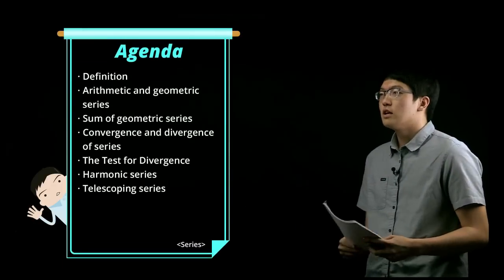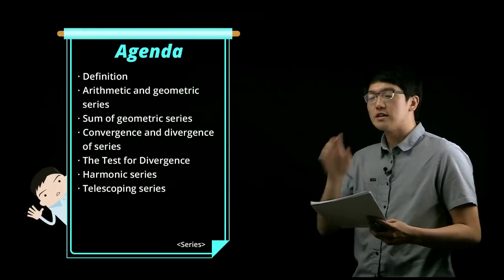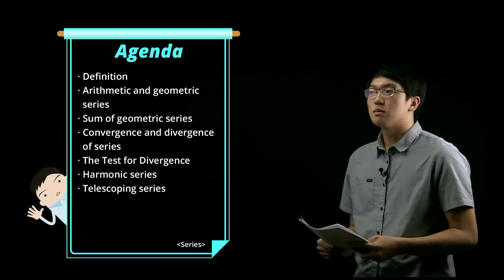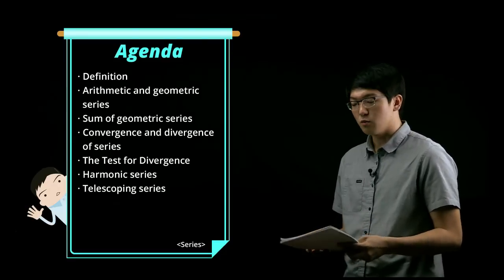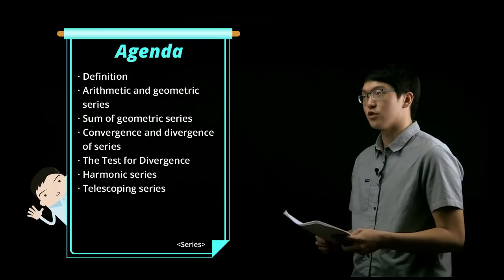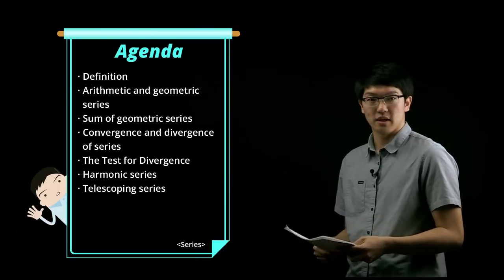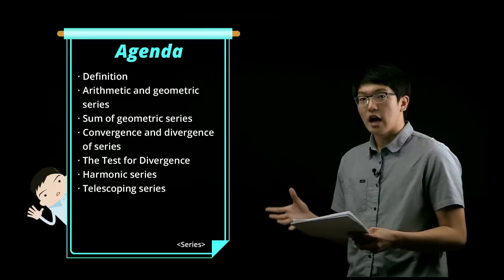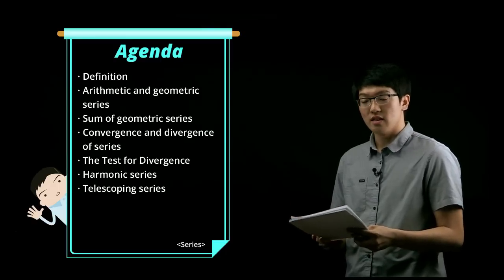Okay, so in this lecture, we're going to learn about series. And let's begin with the agenda first. So if we look here, we're obviously going to begin with the definition of a series. And we're going to learn about different types of series there are, which includes arithmetic, geometric, harmonic, and telescoping for now. And for each of these series, we're going to learn how convergence and divergence work within them.